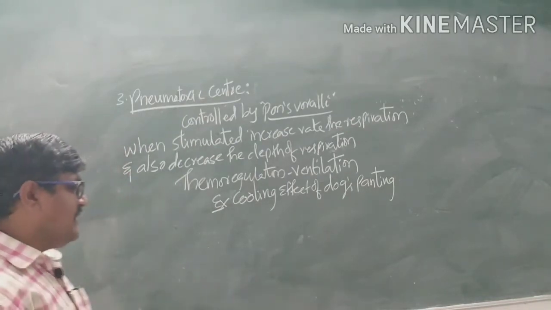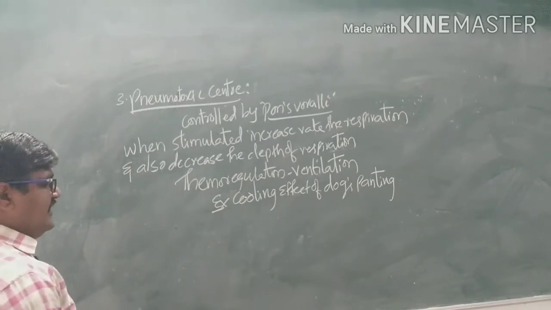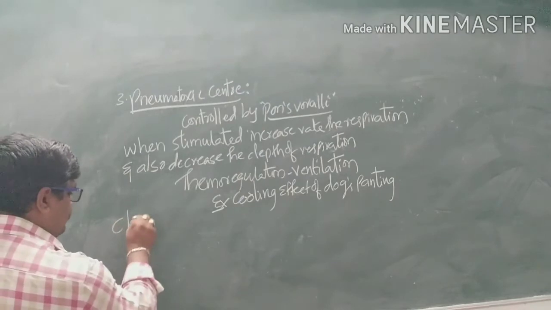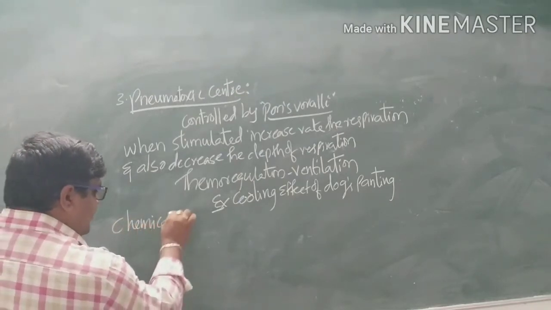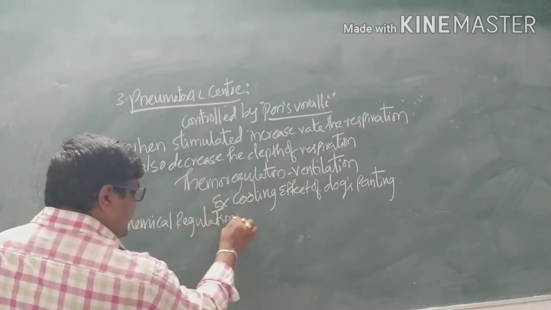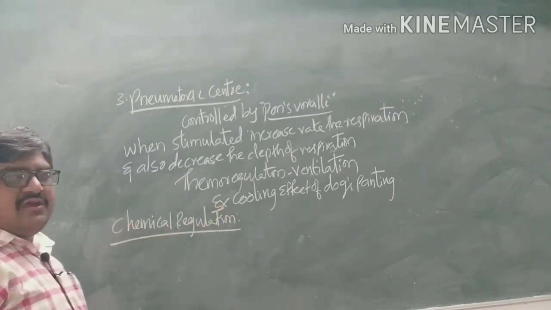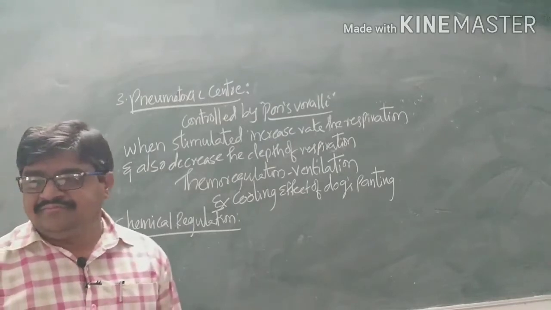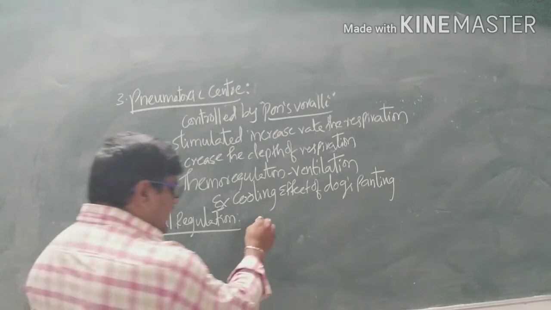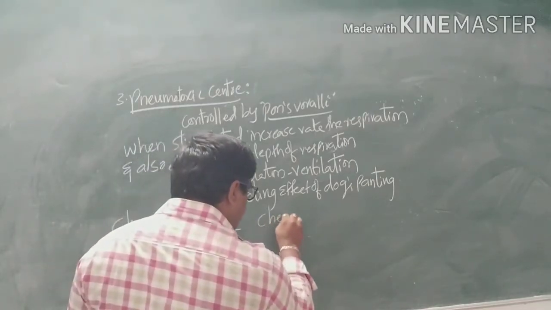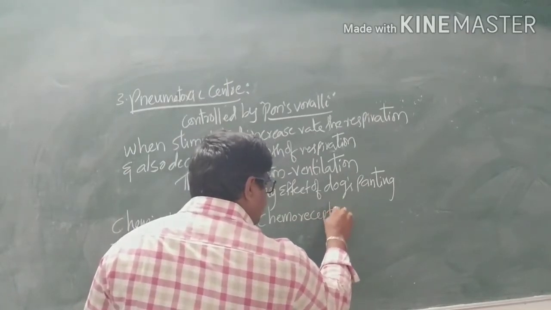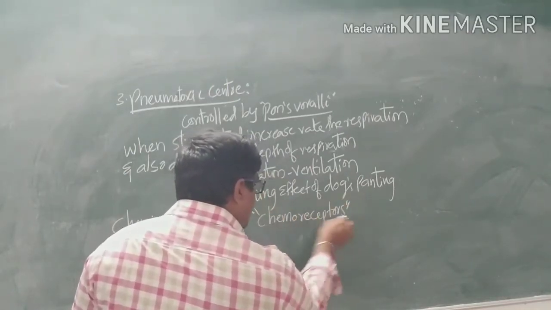Next, chemical coordination, or chemical regulation. Chemical regulation means it is helpful for regulating the chemicals. Here it is in the form of chemoreceptors.